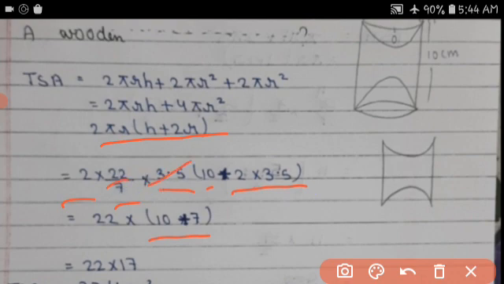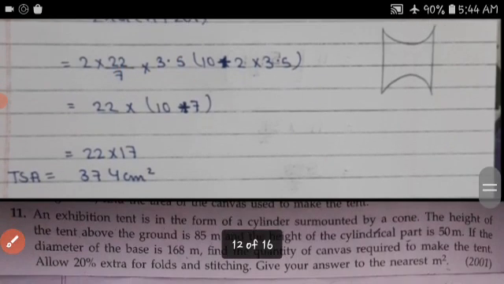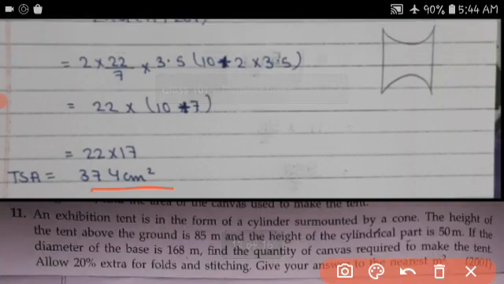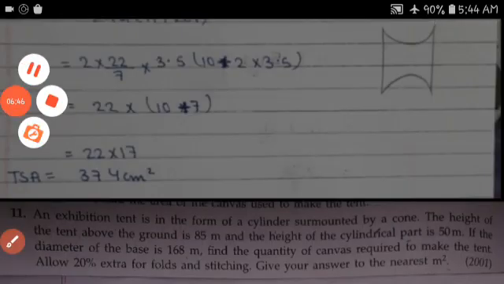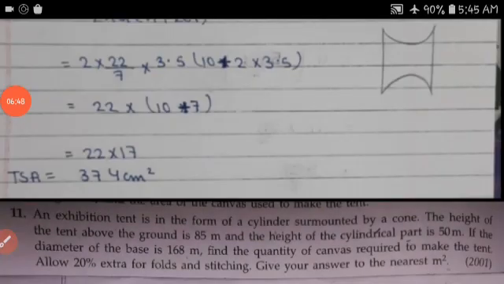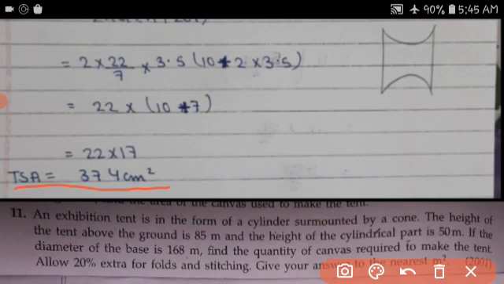Here 7 5s are 35, 0.5. 0.5 multiplied by 2 is equal to 1. Now 22 multiplied by 17 is equal to 374 centimeter square. Now total surface area equal to 374 centimeter square.